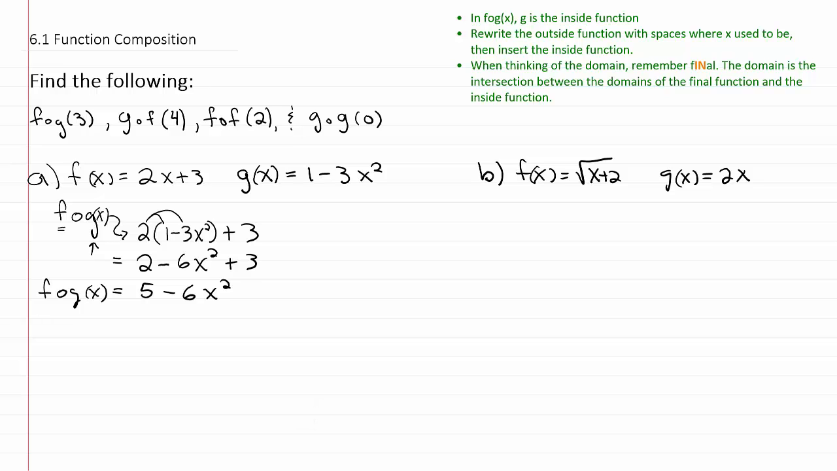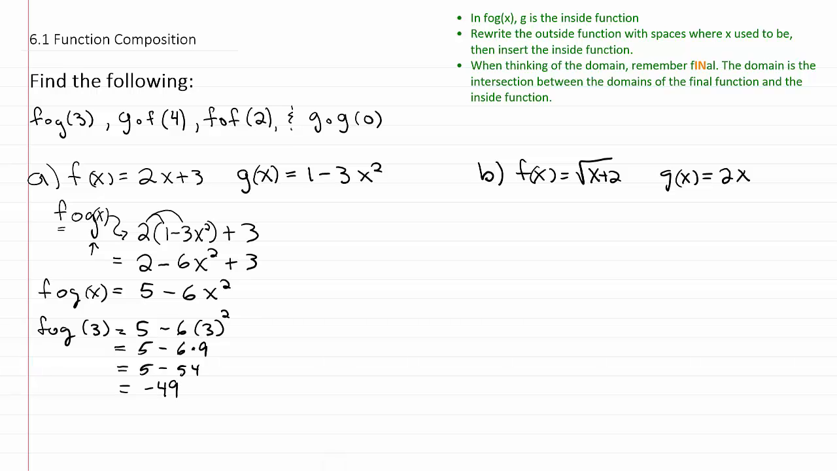For example, you could evaluate f of g at 3. And if you did it that way, you'd have 5 minus 6 times 3 squared, right? But that'd be the same as 5 minus 6 times 9, or in other words, 5 minus 54. And that, of course, ultimately gives you negative 49.